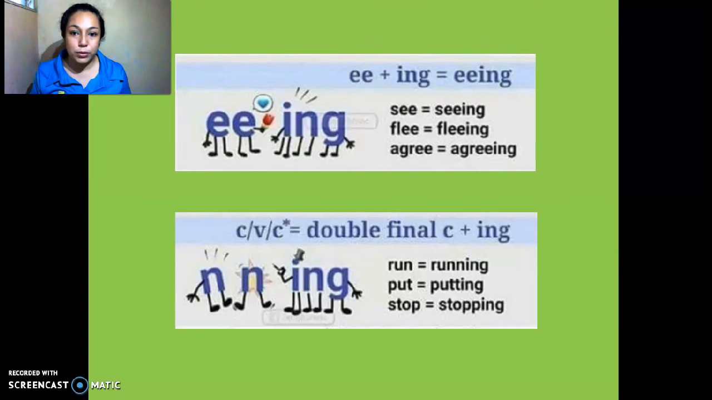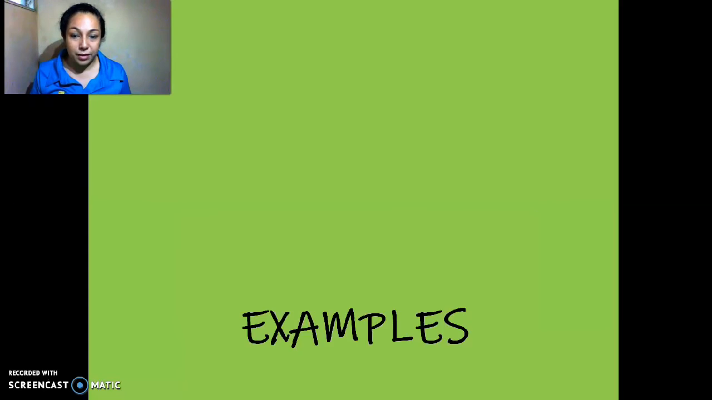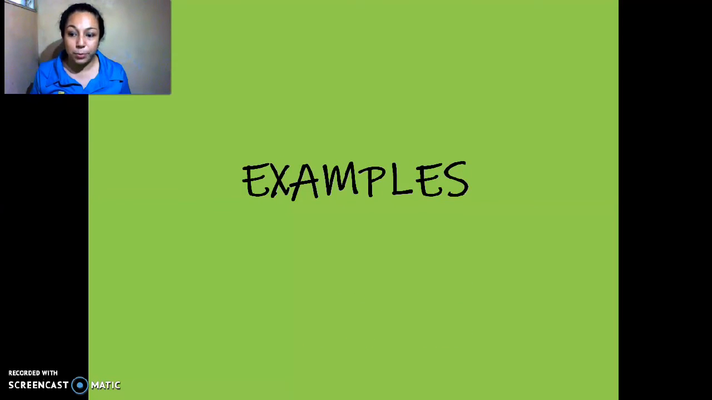The third rule in this case is when a verb ends in a double e. For example, see, seeing, flee, fleeing, agree, agreeing. And the last rule is when you have a consonant. For example, run, you double this consonant, running. Pot, potting. Stop, stopping. So now we have some examples in this case.